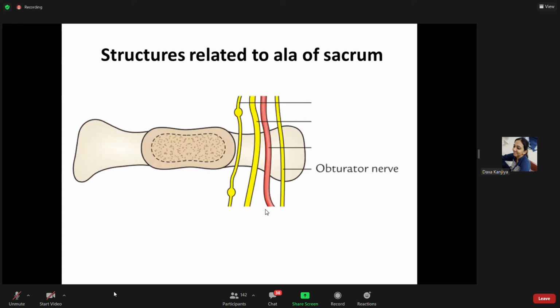So the lateral most structure, if you see here, is the obturator nerve. Then iliolumbar artery. Medial to it, lumbosacral trunk. Medial to it, sympathetic chain, in which you will see the ganglion. So these are the four structures related to the ala of sacrum, from lateral to medial: obturator nerve, iliolumbar artery, lumbosacral trunk, and sympathetic chain.